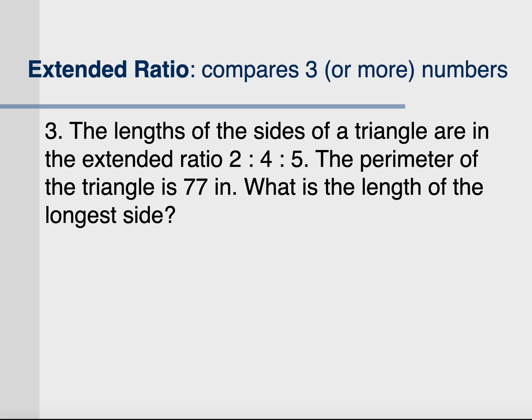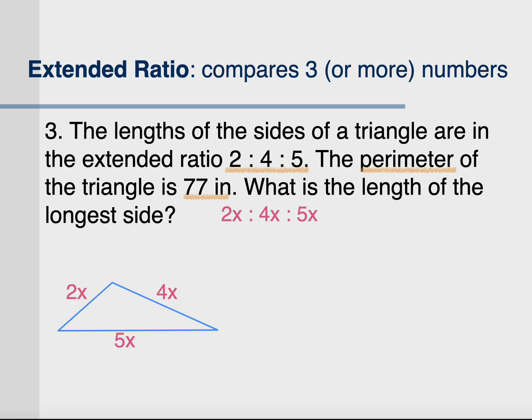Now, you can still, with extended ratios, use that trick for word problems where you put x after each part of your ratio. And if their claim is that the perimeter of the triangle with sides of 2x, 4x, and 5x is 77, it might help to draw that out. If perimeter is the distance around the outside of your figure, then 77, the perimeter, is the total you get when you sum or add up the sides.